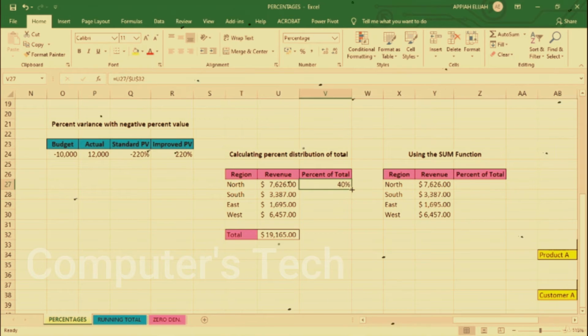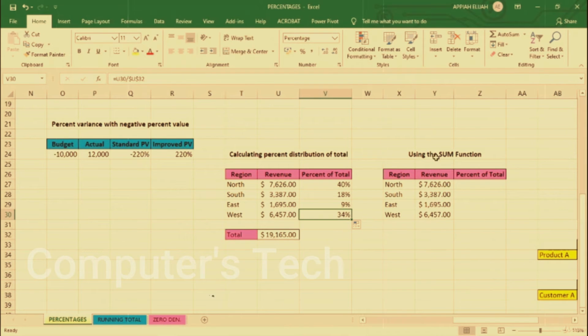Now we can use the autofill handle to drag it, and we'll get the remaining result. And so that is how you calculate the percent distribution for each region. So the whole thing is that it is just like we have divided each region's revenue by the total to get a percent distribution for each region.